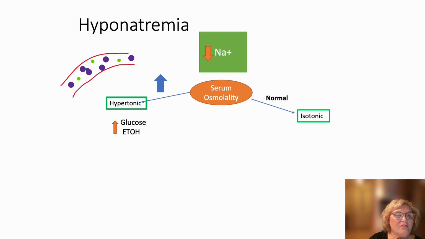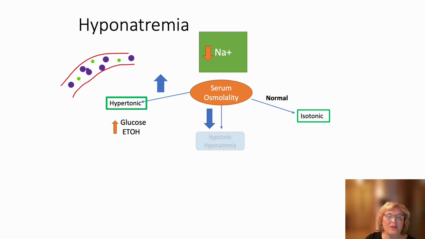And if you look over in this picture, what you see here with the glucose being the big purple ones and the sodium being the little green ones. While there's still not a lot of sodium, there is a lot of solute in that space. So that's what makes it hypertonic. And both elevated glucose levels and alcoholism can cause it. So, of course, you would want to treat the underlying causes.